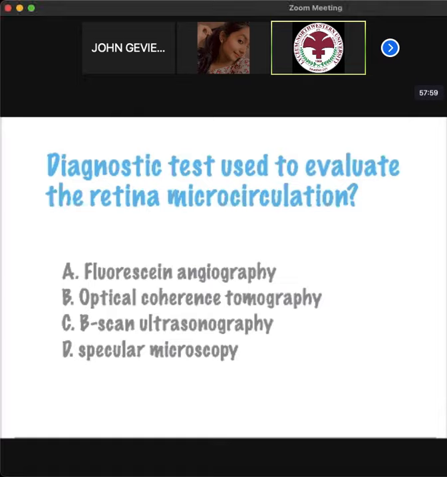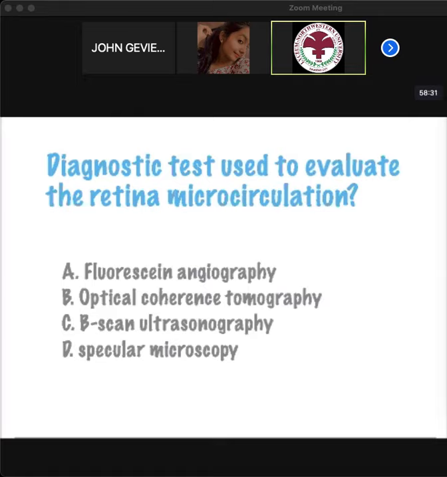OCT of the macula is used to know the layers of the retina. So you would see the histologic cross-section of the retina. That's the commonly requested test in retina evaluation of the disease. So your FA and your OCT. FA if you want to know the vessels or the retinal vessels. OCT if you want to know the layers of the retina.